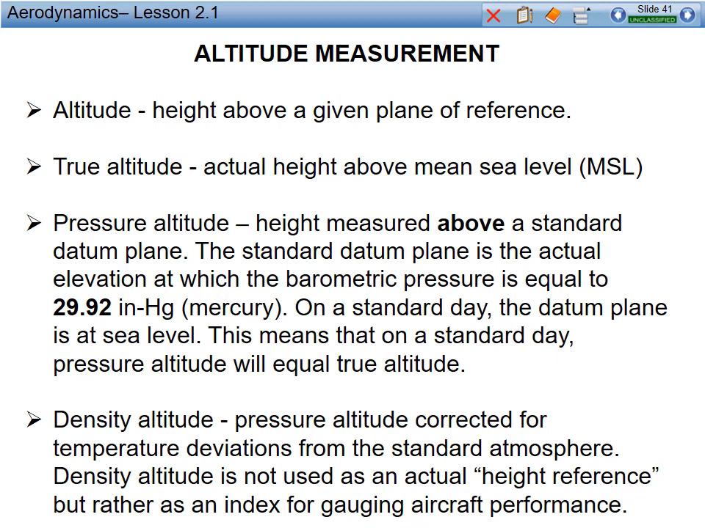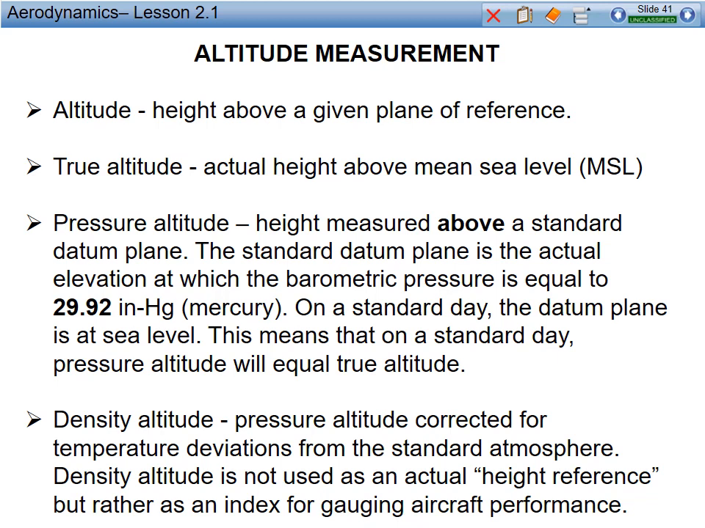Altitude measurement. Altitude is the height above a given plane of reference. True altitude is the actual height above mean sea level, or MSL. Pressure altitude is the height measured above a standard datum plane. The standard datum plane is the actual elevation at which the barometric pressure is equal to 29.92 inches of mercury. On a standard day, the datum plane is at sea level. This means that on a standard day, pressure altitude will equal true altitude.